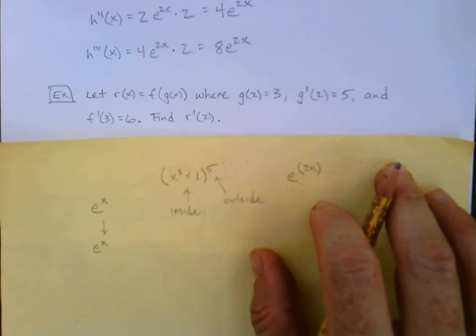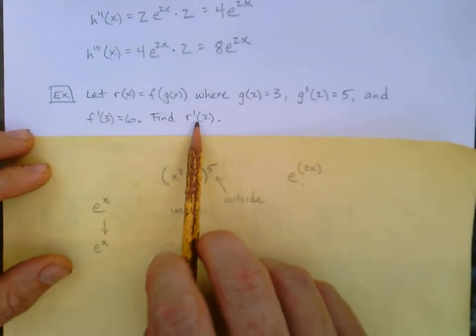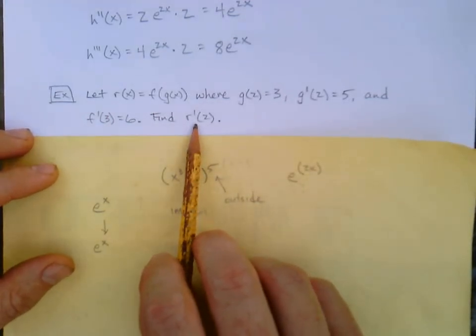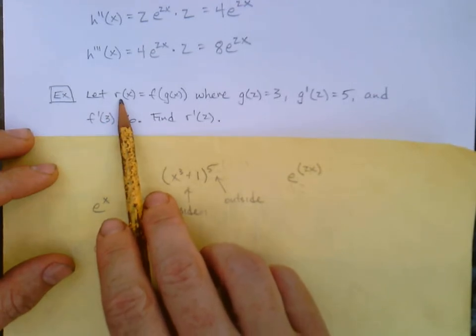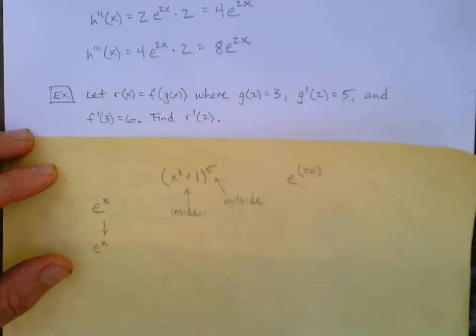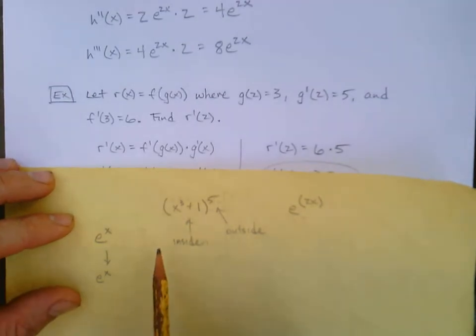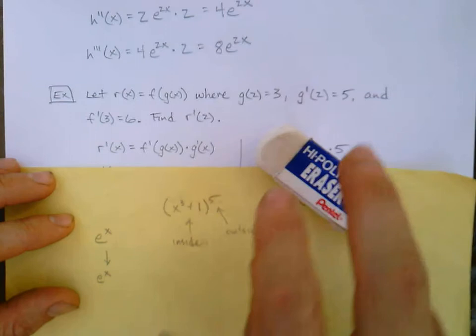All right, well, let's see how this plays out. To find r prime of 2, we first need to find r prime of x. And once we have r prime of x, then we will plug in the 2, and these other pieces are going to be helpful. So I ended up running out of room on my page, so I've got the final answer here. Just ignore this stuff for the moment.